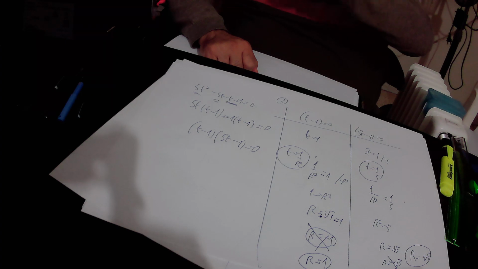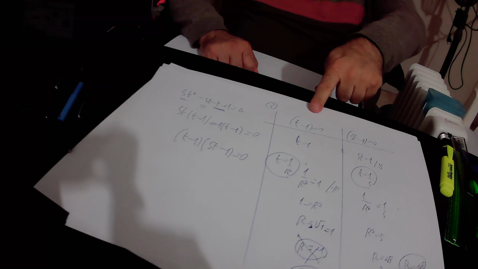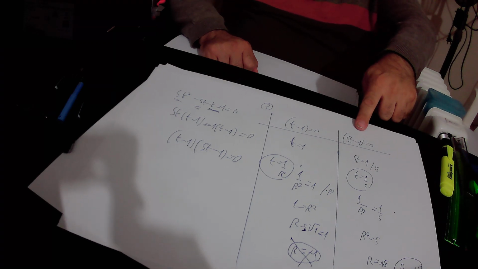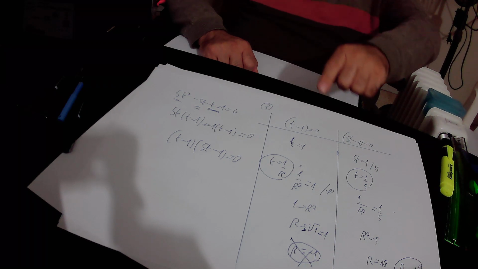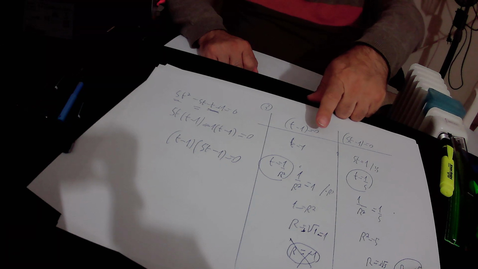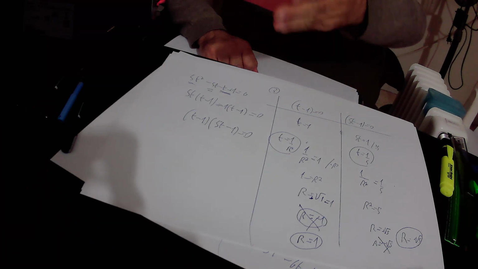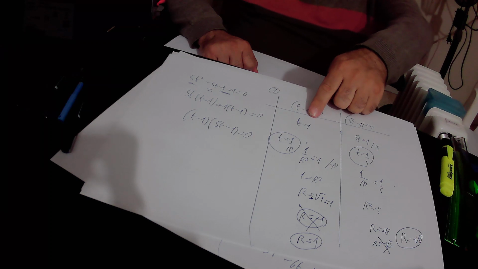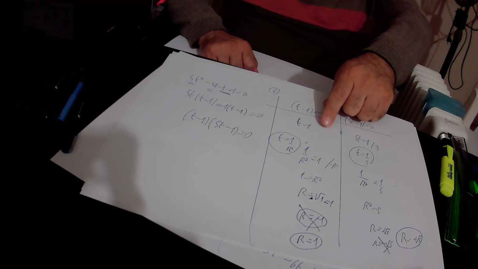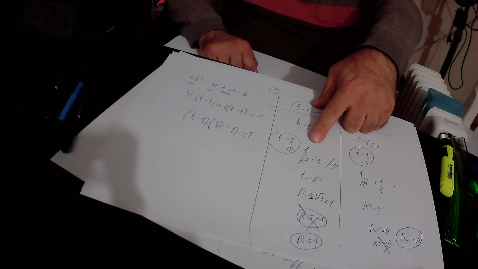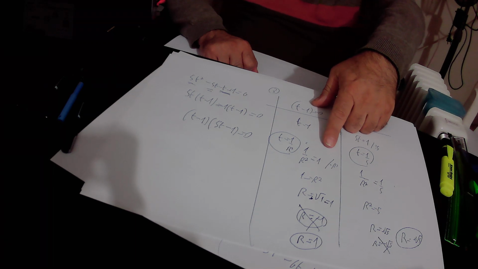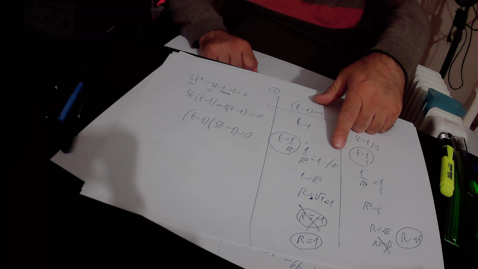So here we have two solutions that are possible for t. Either t minus 1 equals 0, or the second solution is that 5t minus 1 equals 0. We start with the first solution, t minus 1 equals 0, so t equals 1. According to our definition, t equals 1 over r squared, so we substitute t by 1 over r squared, so 1 equals 1 over r squared. We multiply this equation by r squared, and found out that r squared equals 1.